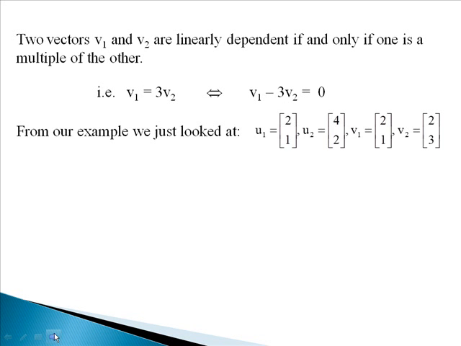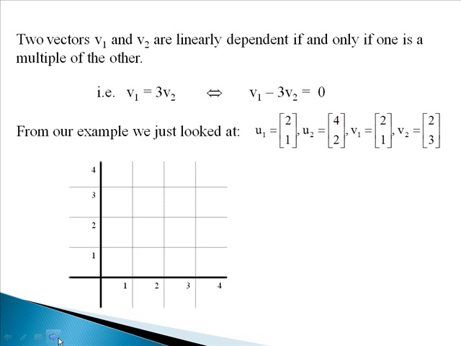From our example we just looked at, here are the vectors u1, u2, v1, and v2. And we're going to look at the graph. First, if I graph u1, it's at 2, 1, which is right here. So this is u1. And if I graph u2, it's the vector 4, 2, which is up here. And we see then that it simply lies in the straight line with u1. So this is linearly dependent. And they'll lie in a straight line.